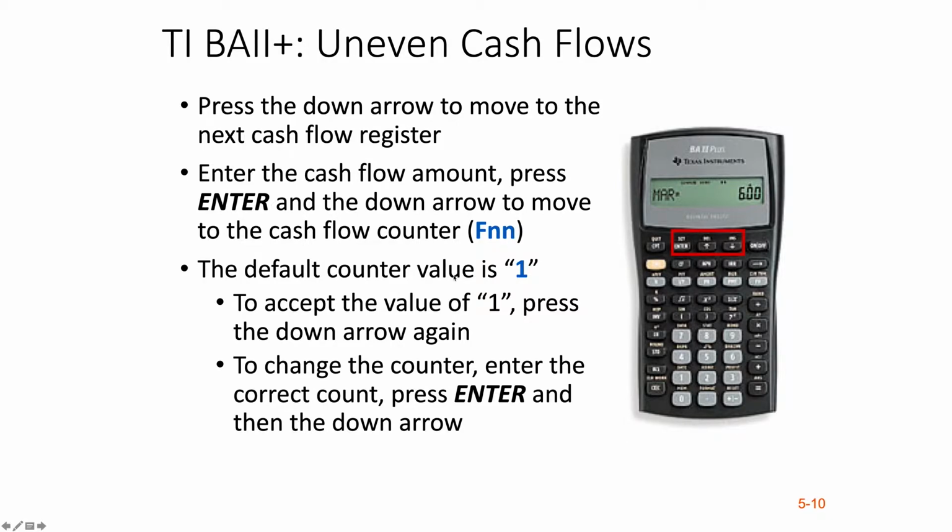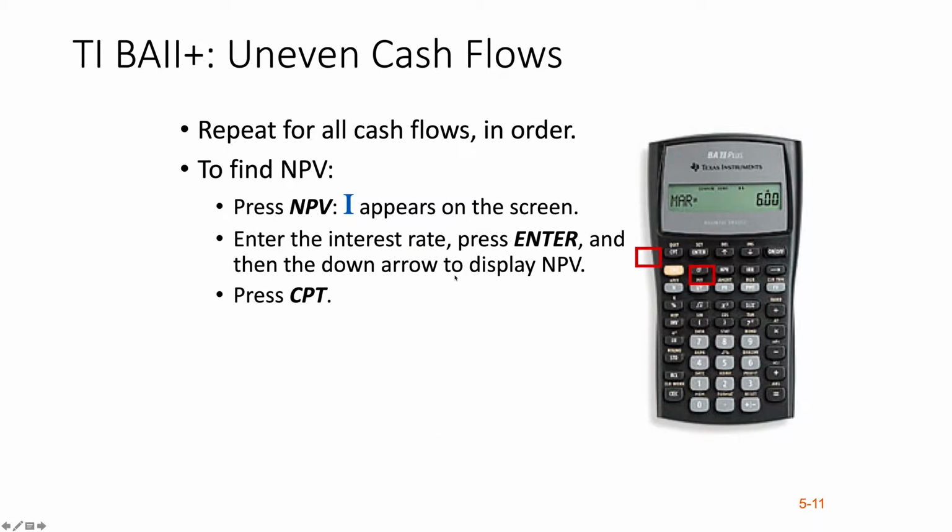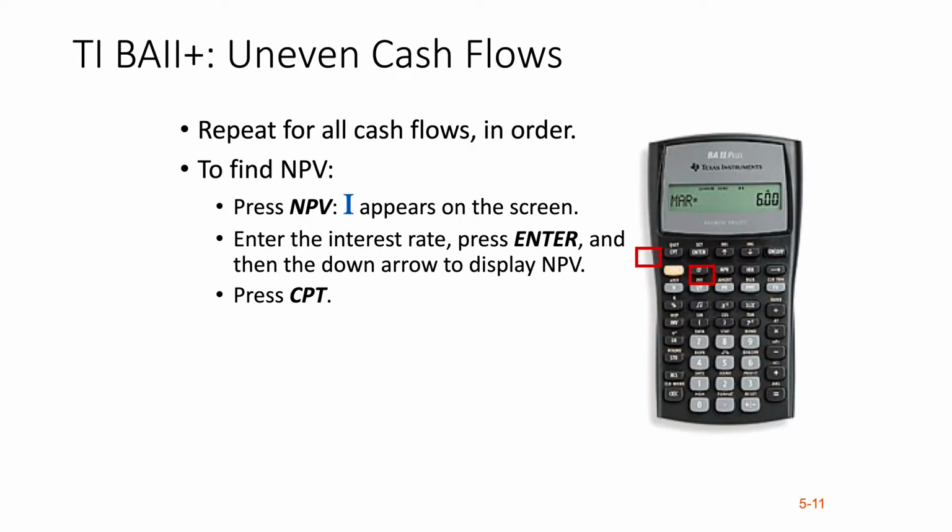Now, you repeat for all cash flows in that order: cash flow 1, cash flow 2, cash flow 3. Okay? Now, when you have registered all those cash flows, you punch the third key on the second row, which stands for NPV, net present value. We will study net present value later. Here, you go to the calculation, and you punch the NPV key.